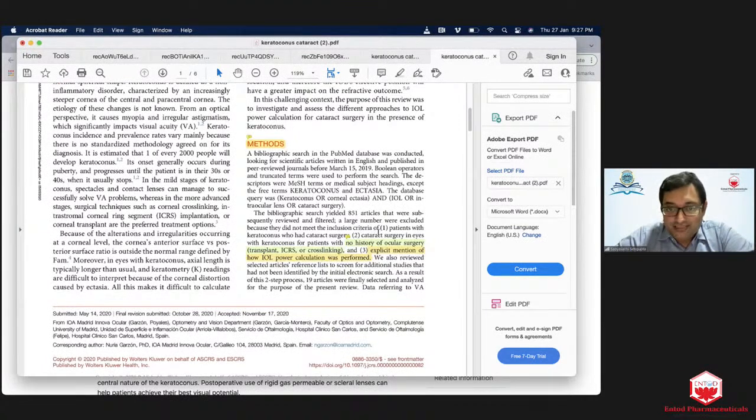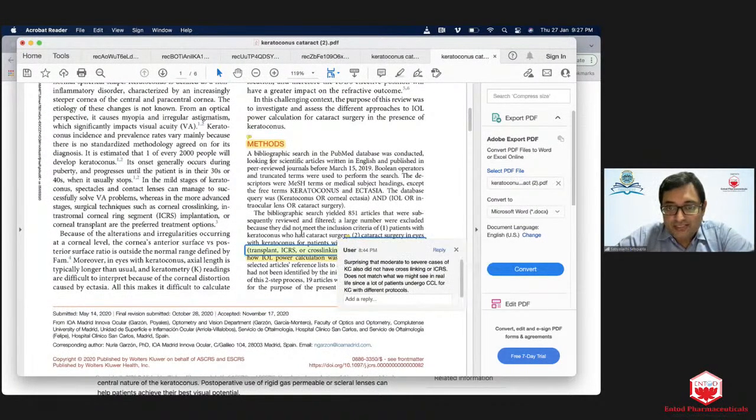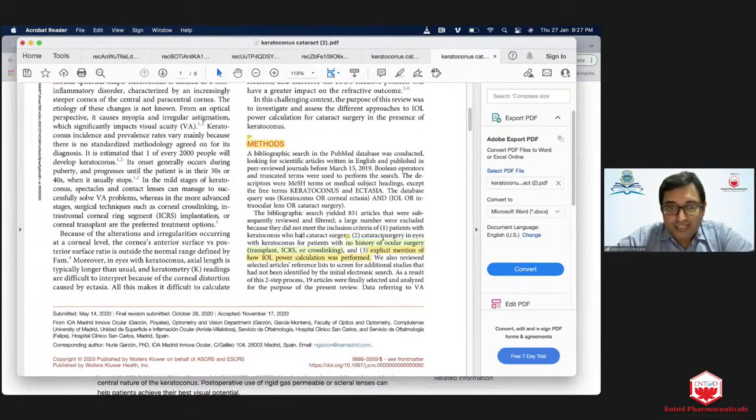The second thing that they did is, this is the inclusion criteria. They say there is no history of ocular surgery in the past for patients with keratoconus undergoing cataract surgery. So all these studies have patients who have not had any cross-linking, who have not had any Intacs. Of course, transplant is all right. But when you have patients with advanced disease, like so many of these groups with K more than 52 or 55, it's surprising to see that they have included only those studies which have had no previous treatment.